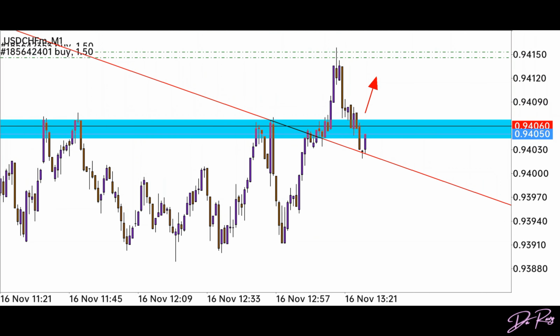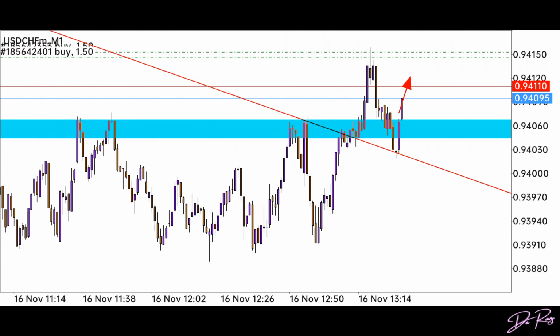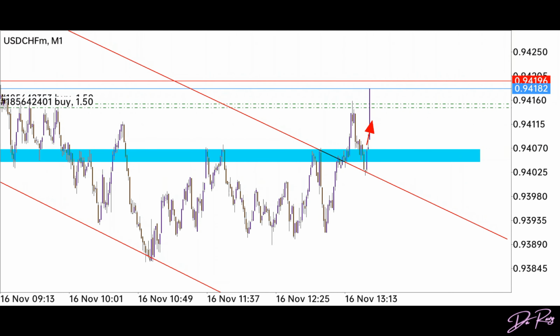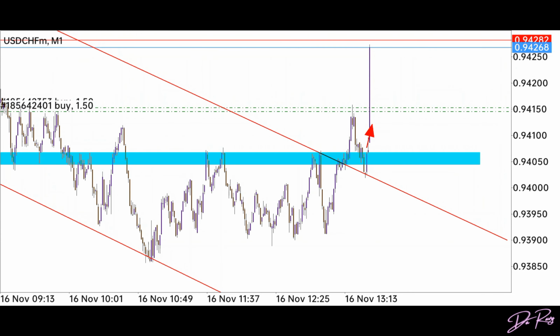Here you can clearly see that the market has retested the trend line and started going up, so that we can capture good move. Finally guys, the market is starting to go up. We have come straight from loss to profit.